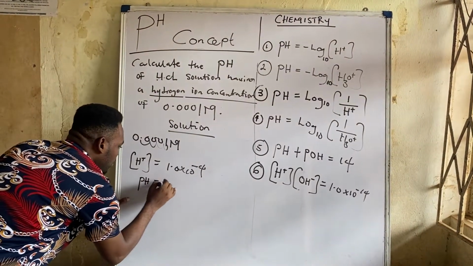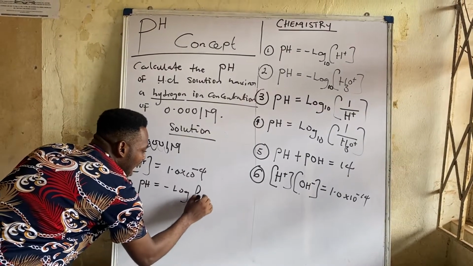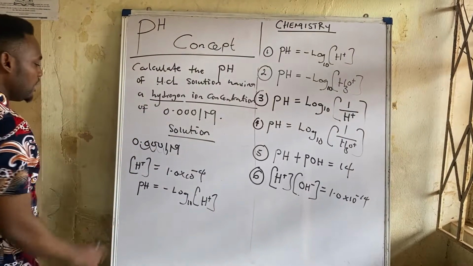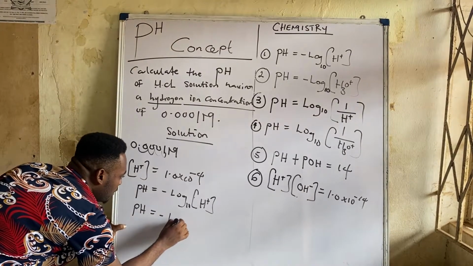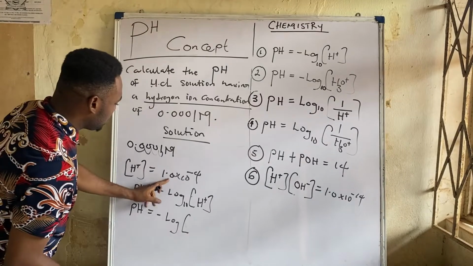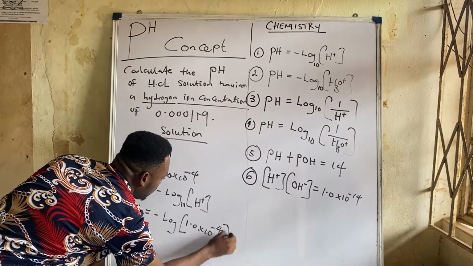Solving with normal method, solving with any of these formulas, say formula 1, I'm going to have pH is equals to negative log of what now? Hydrogen ion concentration that is measured in base 10. So I'll put it now, pH will be equals to negative log of what? What is my hydrogen ion concentration? See it here, I'll put it there, 1.0 times 10 to the power minus 4.